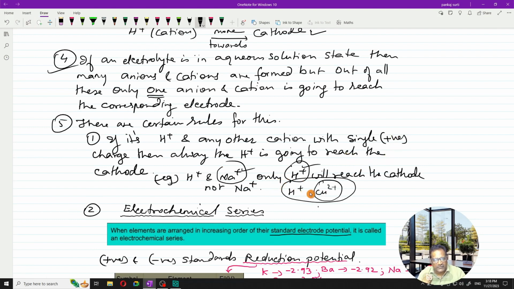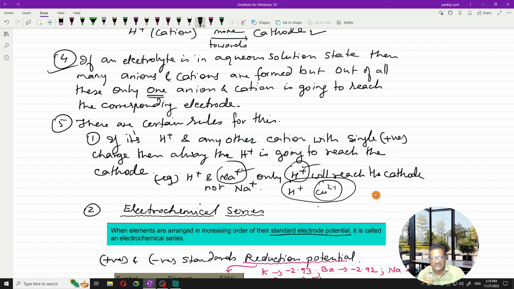That was for the cations. But suppose there's a competition between anions, then it is always the ion which is higher in concentration, available in more number, that is going to reach the anode. So in anions, that is negative ions, the rule is that the one present in higher concentration will win the race in reaching the anode.